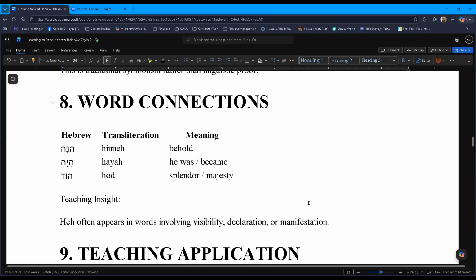Some word connections. We gave hineh a while ago. The meaning is "behold." Haya, "he was" or "he became." The "became" would be when we add the vav on the front of it: vayehi, "he became." Haya is simply "he was."